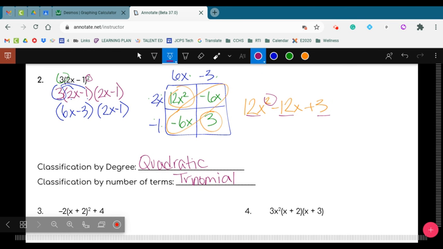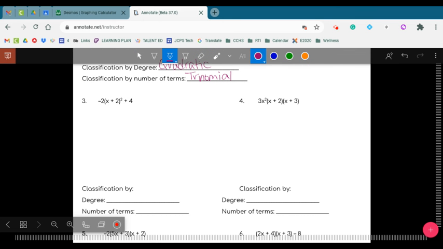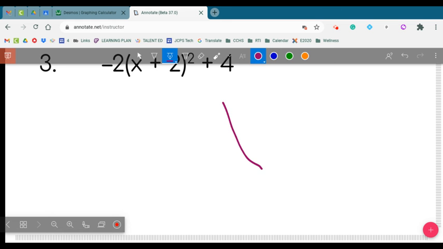Okay, let me know if you guys have any questions on that. Okay, number 3. Number 3 is as tricky as it gets, you guys.